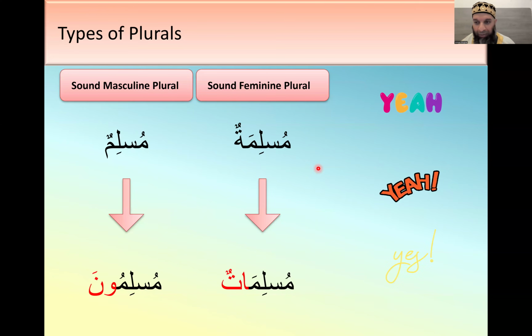So I copied and pasted the same one over here as well. So forget about broken plurals, but you need to know what they are for this level. You need to know, because I'm going to now show you how to make a sound plural masculine and a sound plural feminine, and you need to know that's not the only type of plural. There is another plural. You'll see different plurals in the Quran, but I know they're broken plurals, and we'll cover that another day, inshallah. So everybody happy so far?